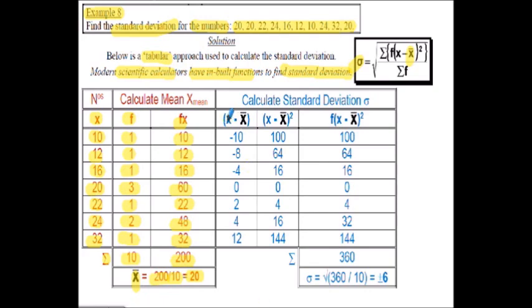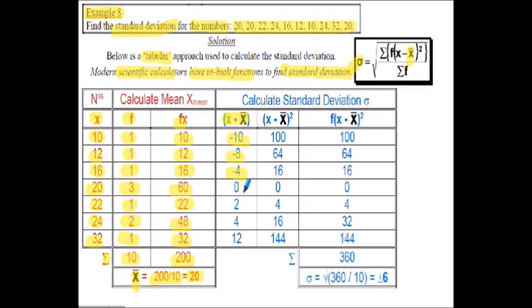So in the next column here, I've got x take away x bar. So x is in the left-hand column. So in this particular case, for the first row, I would have 10 as my x, and I take away my x bar, which is 20. So that gives me minus 10. The next row, I've got 12 as my x, and I take away 20 from my x bar, so I get minus 8. 16, take away 20, gives me minus 4.